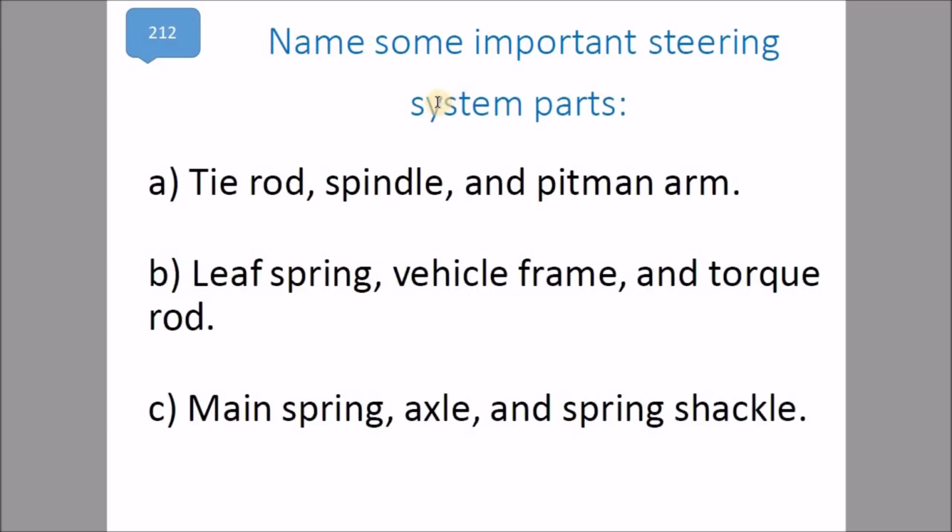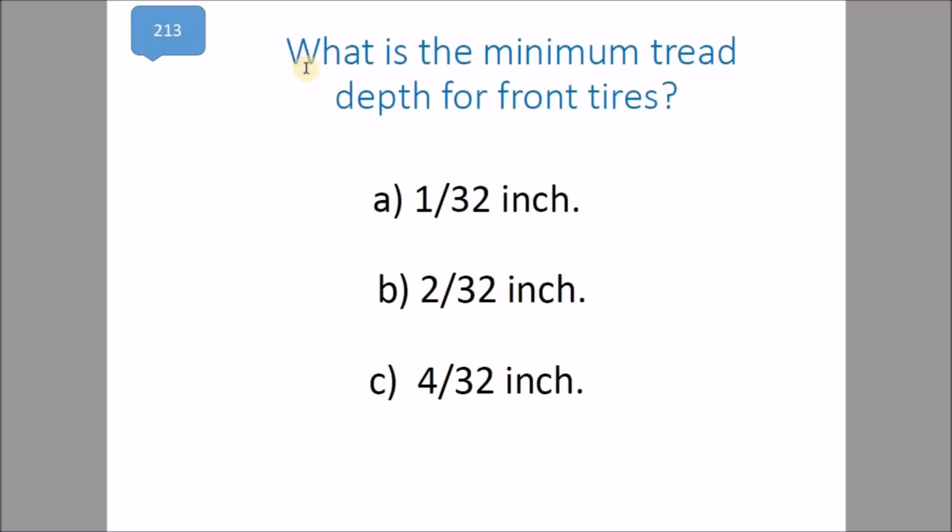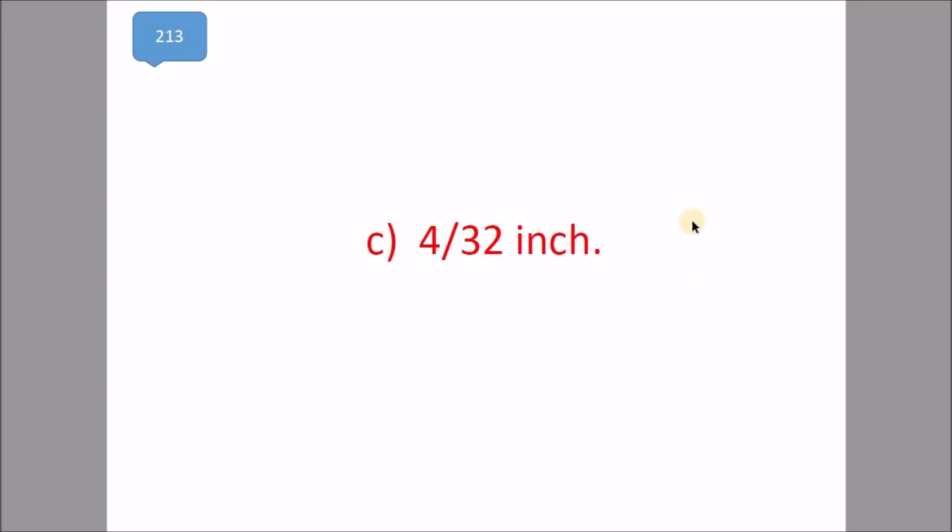Name some important steering system parts. Tie rod, spindle, pitman arm. That is correct. Tie rod, spindle, and pitman arm. What is the minimum tread depth for front tires? 4/32 of an inch. That is correct. 4/32 of an inch.